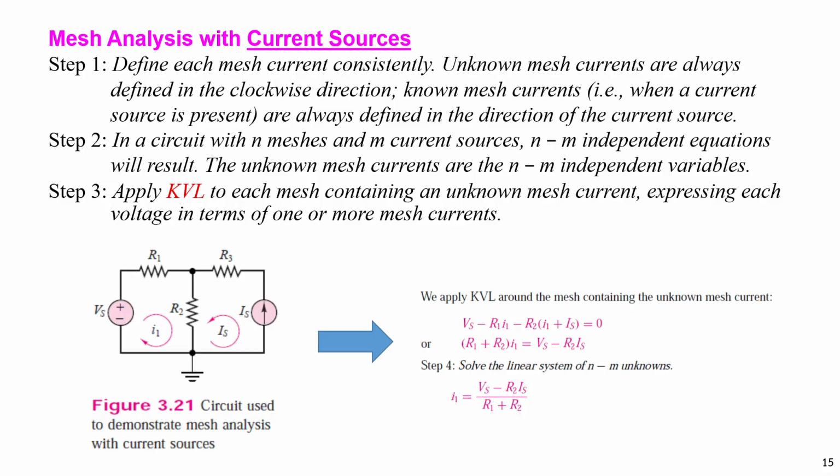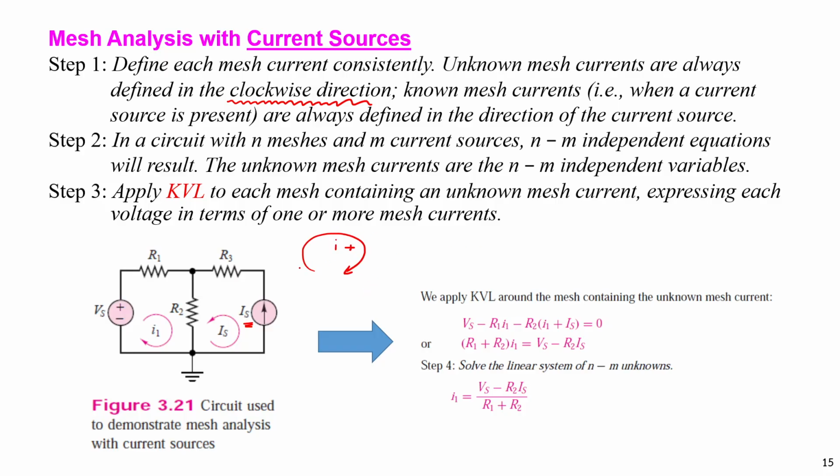For example, if we have this type of circuit, we define two meshes. In the left hand side mesh we don't know I1, but in the right hand side we know IS. IS is known. Usually when we define the mesh current, we define the positive direction as clockwise. This direction will be positive current.